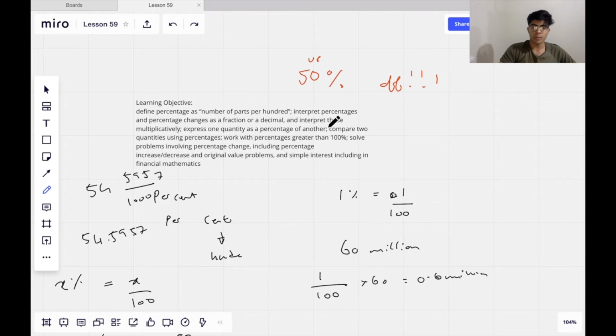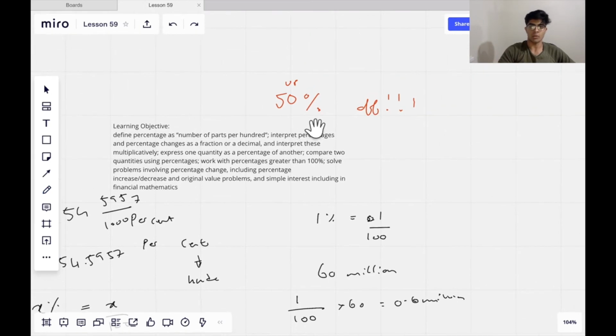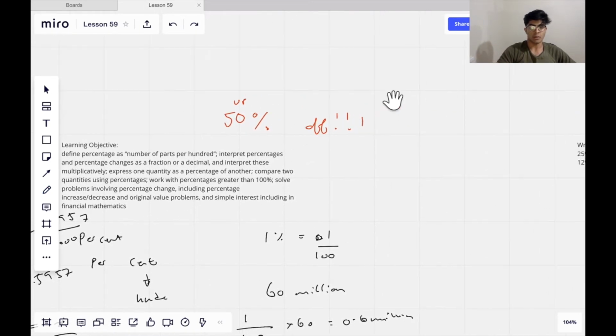So what's also very common to see with percentages is percentage changes. So with a sale of 50% off, that means it's discounted by 50%. So that means the new price is 50% of the old price.